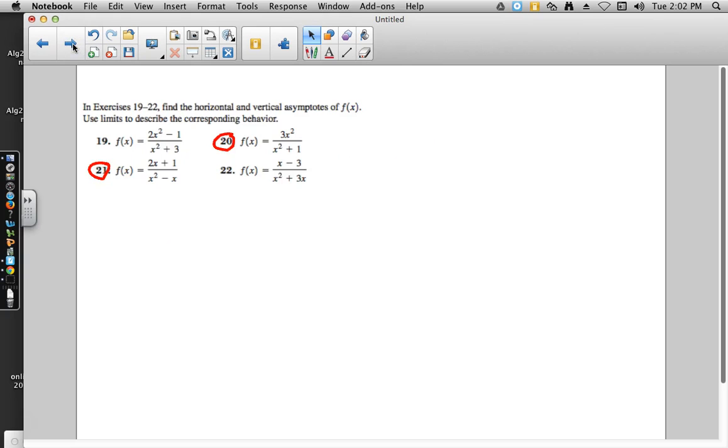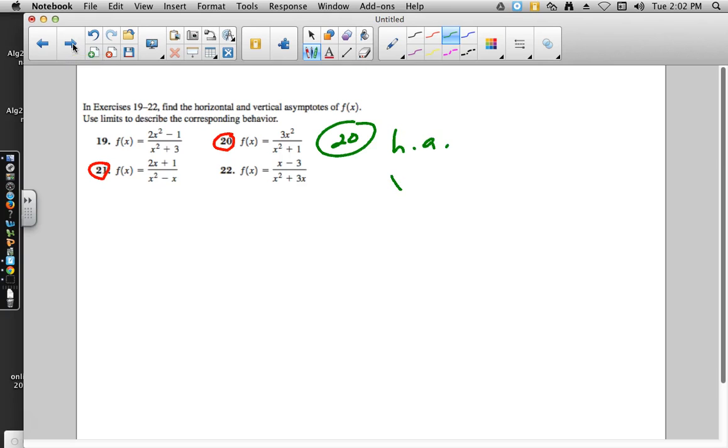20 and 21, these two, they want some information. It says find the horizontal and vertical asymptotes of f of x and use limits to describe the corresponding behavior. So for number 20, if we want to talk about those horizontal and vertical asymptotes, we can't use the methods that we did before, and that's because we have these squared terms, and we'll be talking about this as we get further and further into the section.